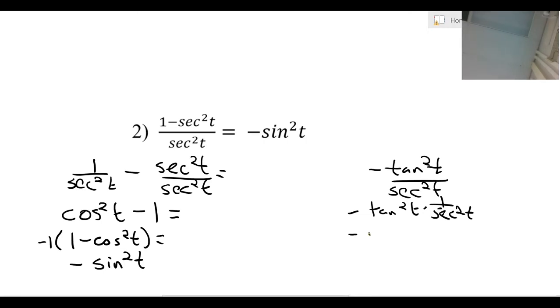All right. So now we got sine squared t over cosine squared t times, what's the reciprocal of secant? Yep. It's cosine squared t. Reduces down to leave you with negative sine squared t. Okay? Another way to get to it.